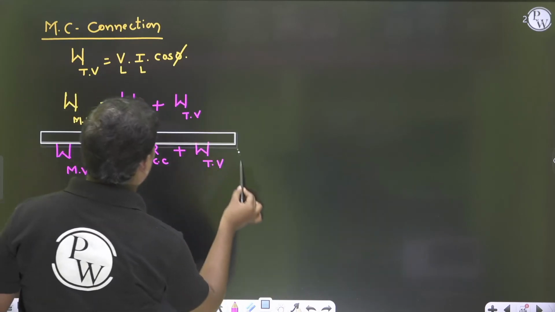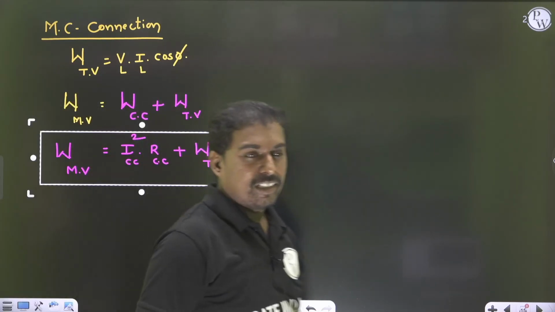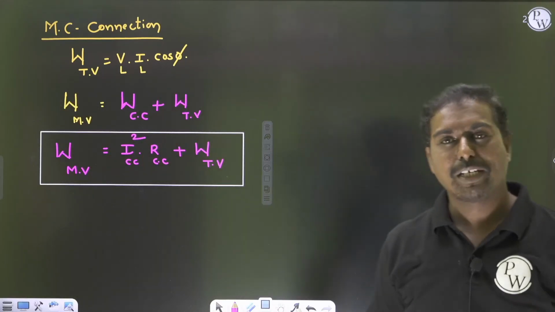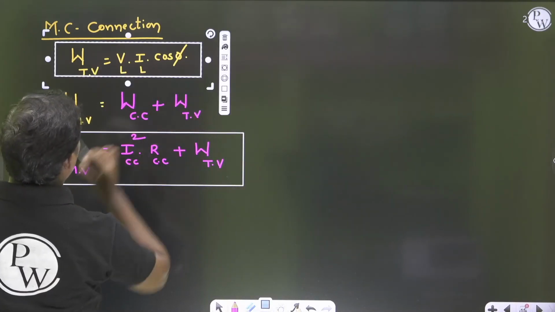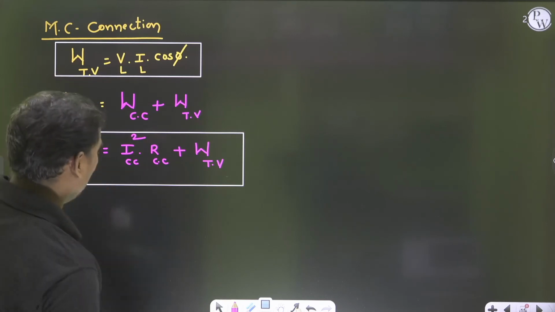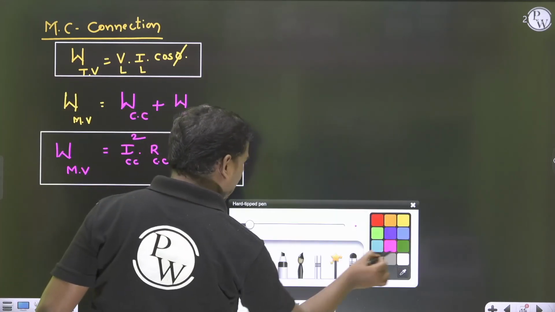So this is one of the important points that you have to understand in our MC connection. So what is the error here? The error is nothing but the measurement value minus the true value. So this is the true value, this is the measurement value. So if you take the error, what is the error?